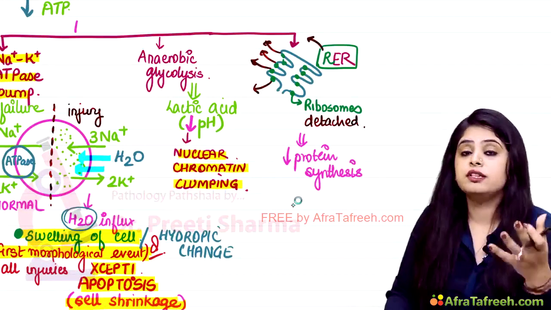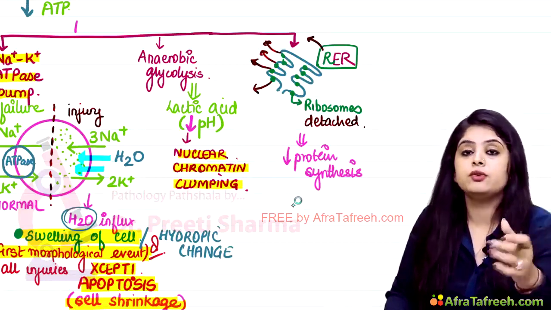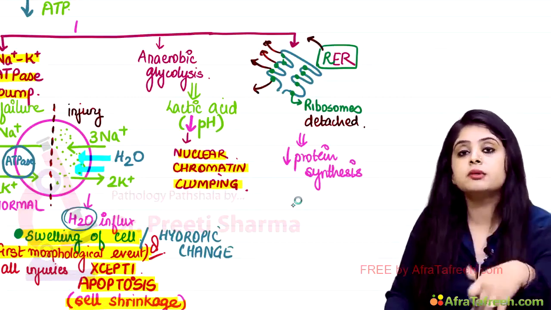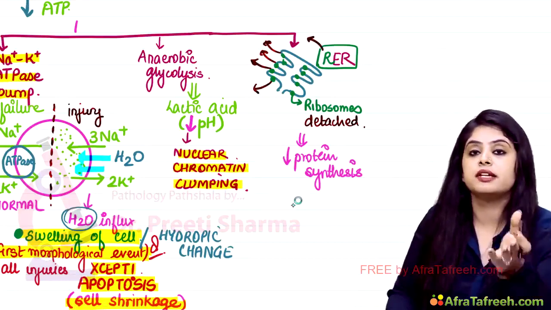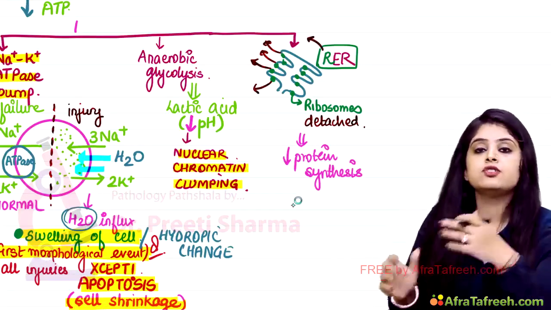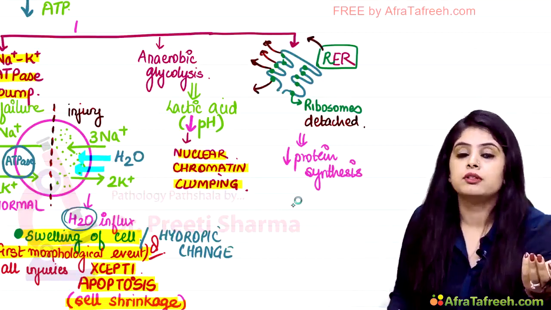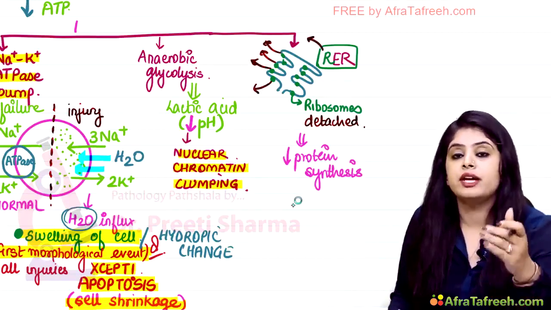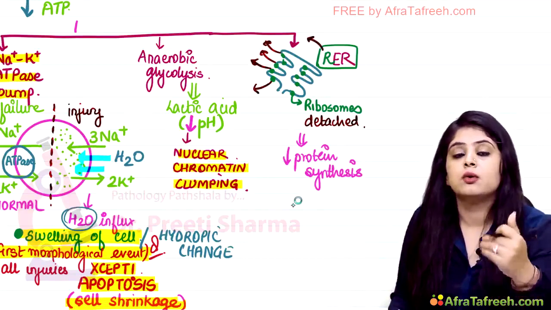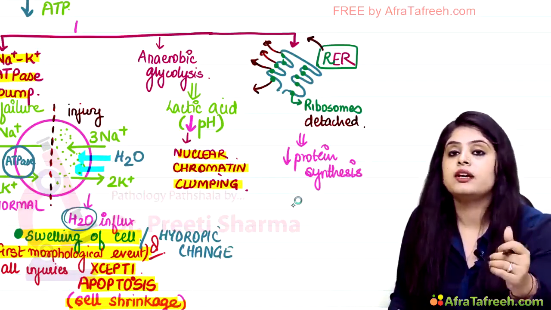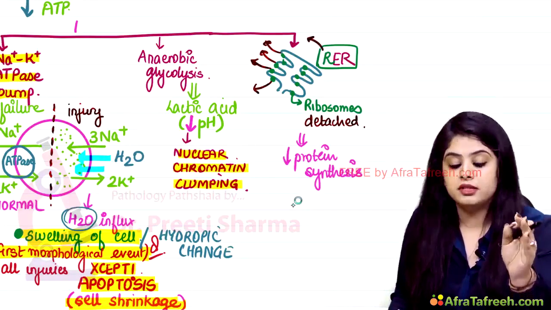All of this, students, even up till now, your body is so kind to you that even if all of this happens, this is considered a reversible mechanism. That is, even up till now, if the injurious agent is removed, we can revert back to normal. But the problem arises when the injury continues. What are we entering into? We are entering into irreversible cell injury.